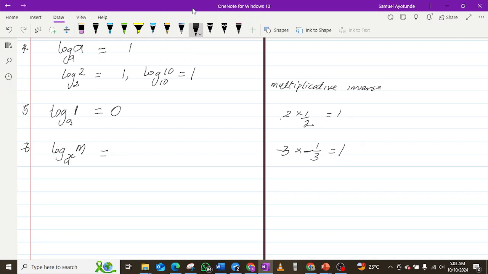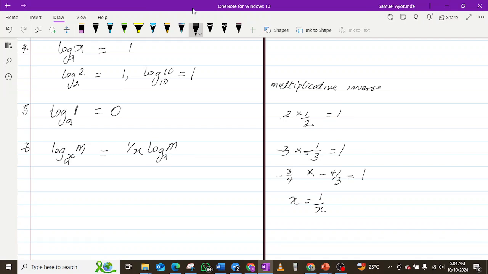So we need to introduce a negative here, so that the negative will multiply the negative and we have positive. The multiplicative inverse of minus 3 over 4 is minus 4 over 3. When these two multiply each other, the answer is 1. So that's multiplicative inverse. So the multiplicative inverse of x is 1 over x. So the multiplicative inverse will become the coefficient. So it will be 1 over x log m base a.